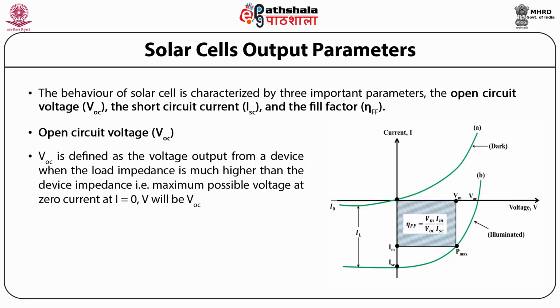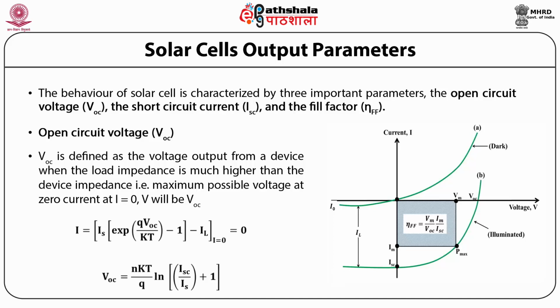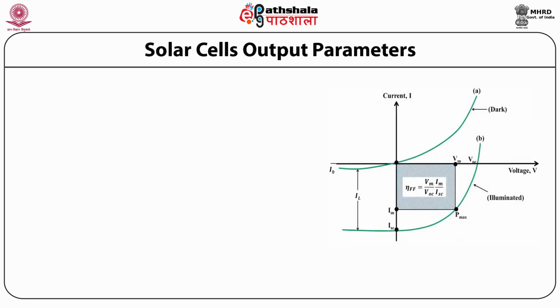So the expression for VOC can be written as I equal to Is exponential of Q VOC by KT minus 1, minus IL, at I equal to 0, and then equating it to 0. So we get VOC equal to NKT by Q times ln of ISC by Is plus 1. The second parameter which we are going to study is the short circuit current.